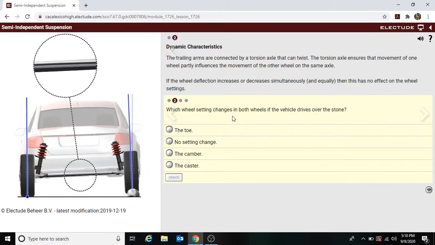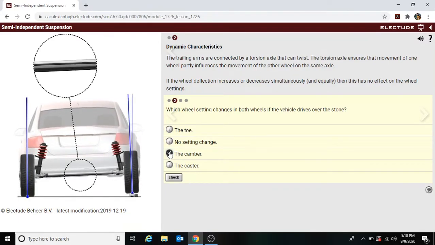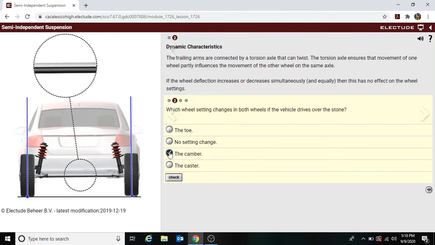Which wheel setting changes in both wheels if the vehicle drives over the stone? Well, we can see that the camber, positive and negative camber, are being created.